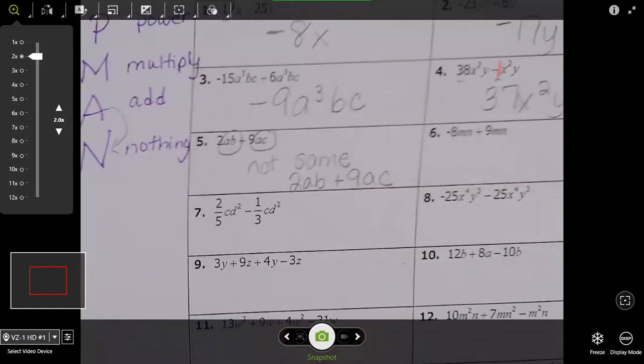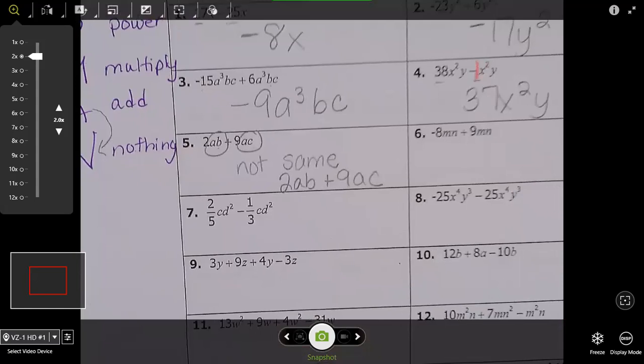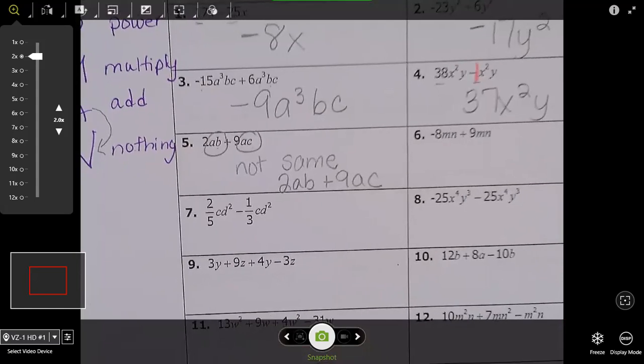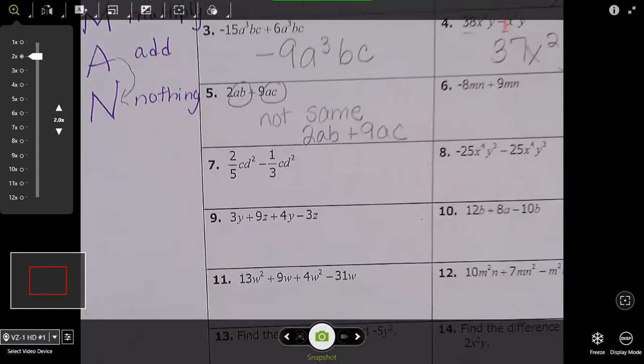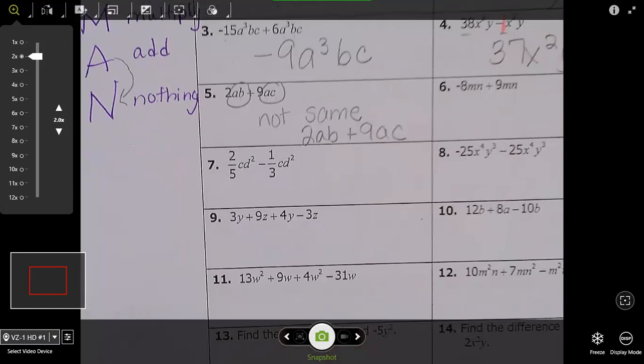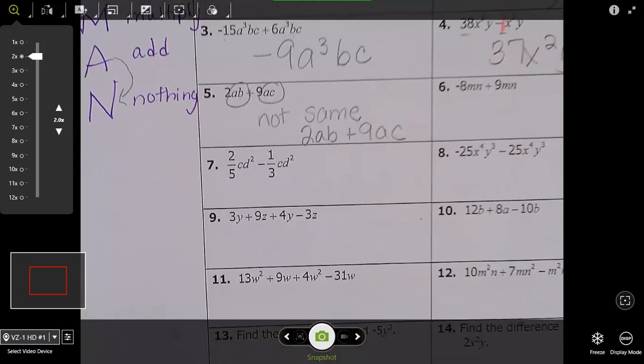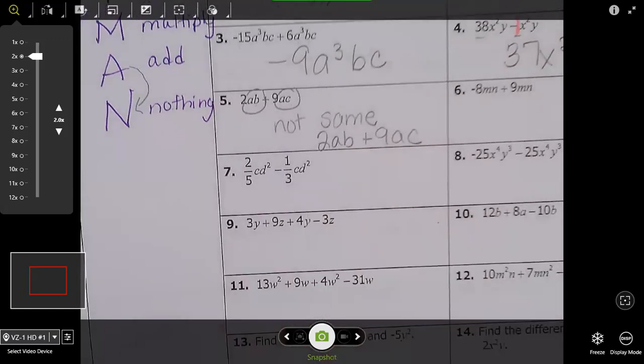Okay, so everyone good so far? And it doesn't even matter if, like in number 7, we've got a fraction. Because who are we going to call? Desmos instead of fraction busters. Okay, Desmos is our superhero.